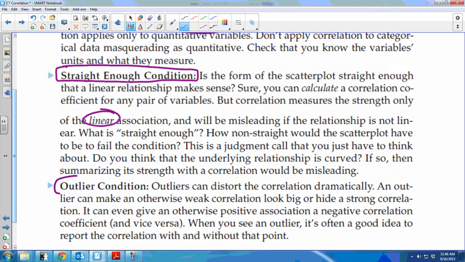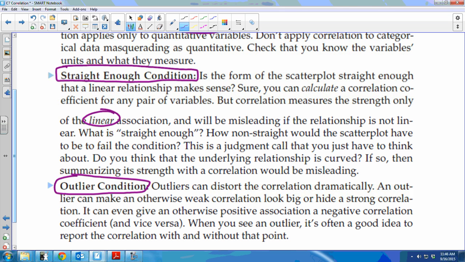And then outliers, we talked about this yesterday. If there is an outlier that, if you removed it, would affect your decision about direction, form, or strength, then you need to do the correlation without that outlier. Now, if it's an outlier that does not affect anything, then you don't have to worry about it as much. But if it's an outlier that affects the direction, form, or strength when you remove it, then you would want to report the correlation both ways.